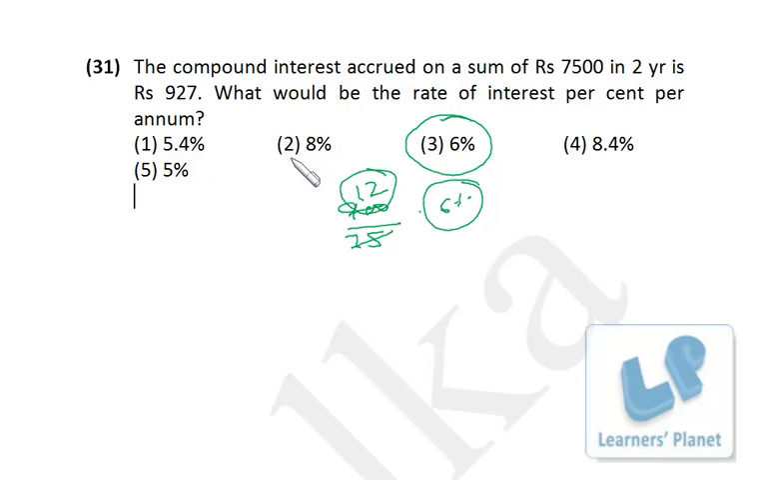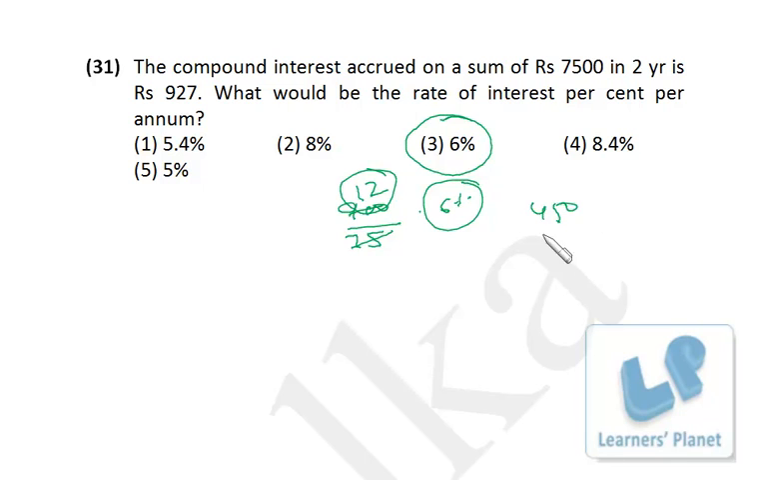Still, if you wish to verify, you can very well verify this. So what I do, 6% per annum is the rate of interest, right? So what we can do is find out the simple interest. So simple interest per annum will be what? 6% of 7,500. So for 2 years, 12% of 7,500, that is 900.